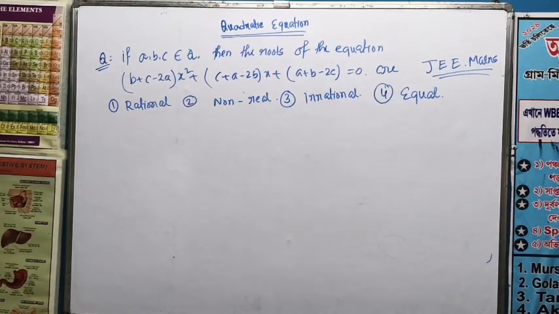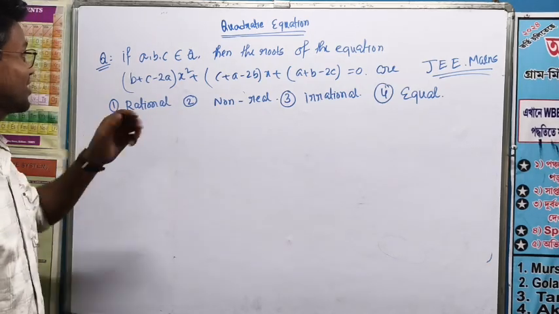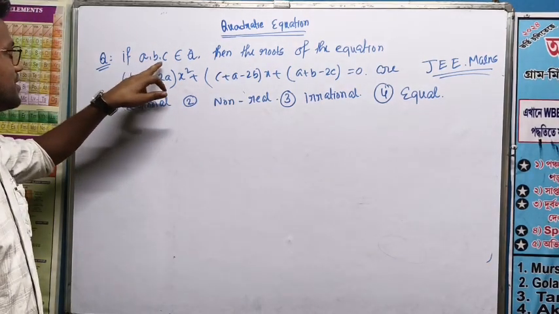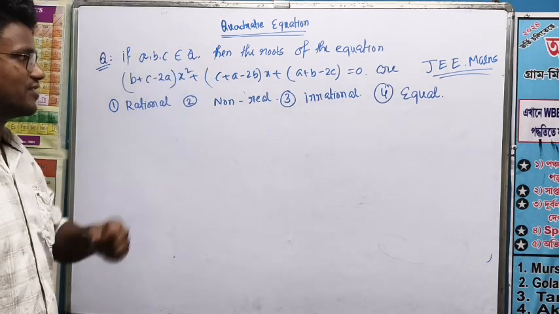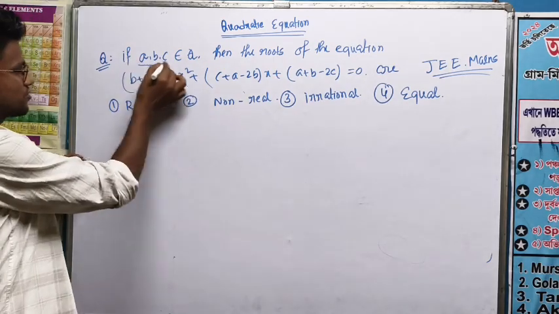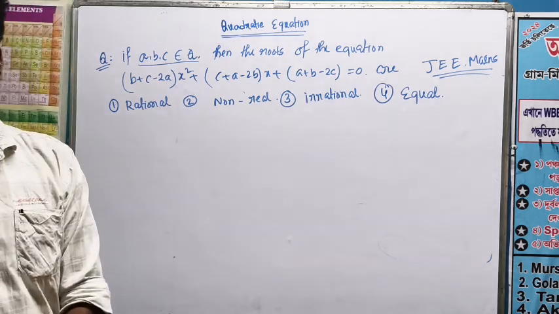So these questions, I write the questions. Okay, so this is a, b, c belongs to rational number. That means a, b, c are rational numbers. So my first condition is a, b, c are rational numbers.